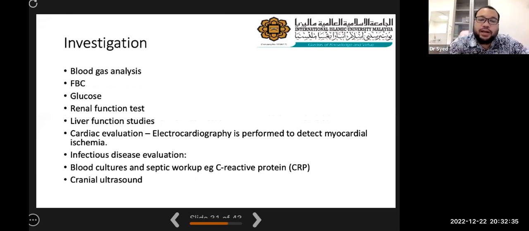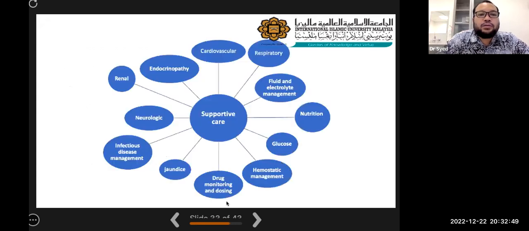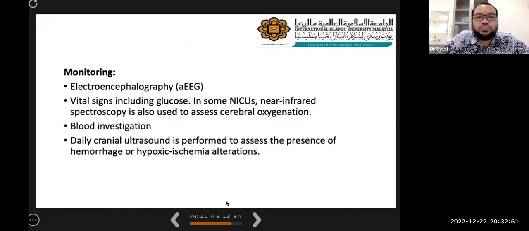Investigation, as usual, blood gas to look at acidosis, and then full blood count, blood sugar, renal profile, liver function test, CK, probably need echo, ECG, and so on and so forth. Okay, so let's go there. Ideally, we need to monitor with CFM.